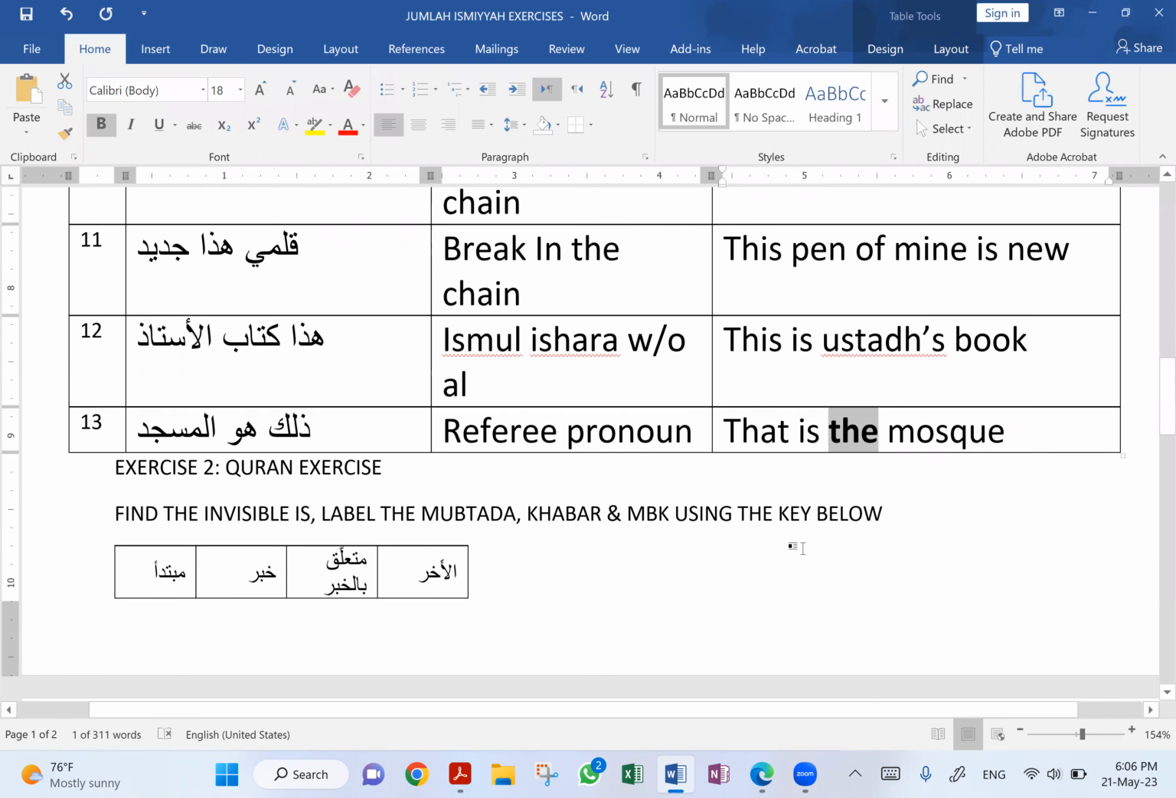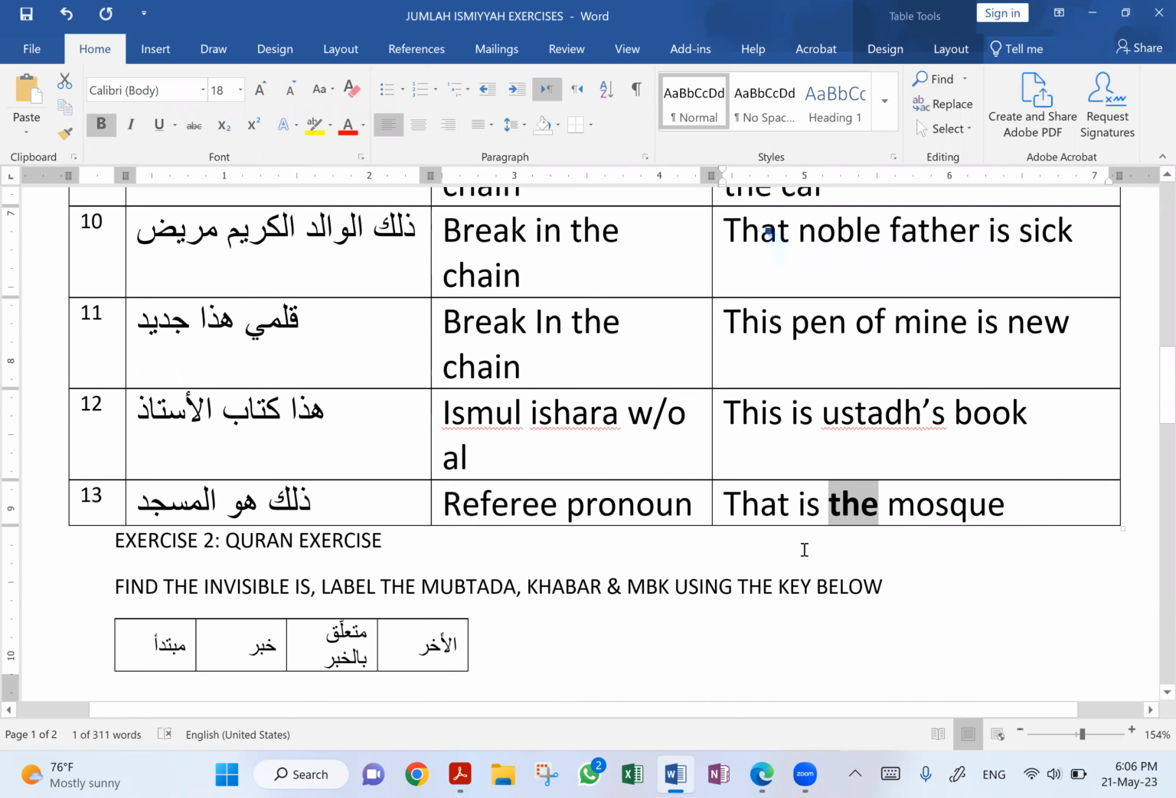Excuse me? Can we say that this is Mubtada and the khabar is Jumlah Ismiyyah, Huwa al-Masjidi is the khabar with Jumlah Ismiyyah as a khabar? Absolutely, yes. And then we can dissect it. And can you say, because I'm not good with the Arabic terminology, Zamirul Fasl, what is the English of that? Referee pronoun.